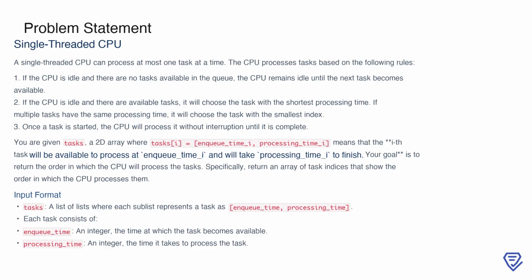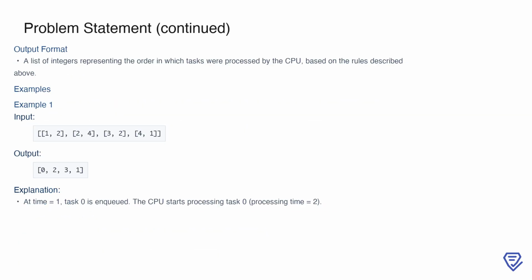The input for this problem is a 2D array called tasks, where each task is represented as a pair, enqueue_time, processing_time. The enqueue_time specifies when the task becomes available for processing, and processing_time indicates how long the task will take. The goal is to determine the order in which the CPU processes the tasks and return this order as a list of task indices. The output of this problem is a list of integers that represents the order in which the tasks are processed by the CPU.